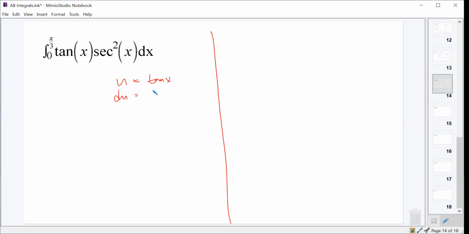Secant squared x dx. All right, so now as I go in here to rewrite this, tangent x is now just u, and secant squared x dx is now just du. So I just have the integral of u du. That's going to be a pretty easy integral to do, isn't it?